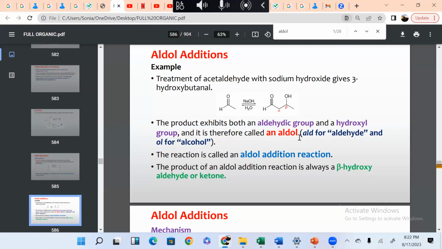So the product exhibits both an aldehydic group and a hydroxylic group, and is therefore called an aldol, because we have this aldehyde group and this OH group. Aldol: ald for aldehyde, ol for alcohol, and this reaction is an aldol addition reaction. The product of this aldol addition is always a beta hydroxyaldehyde, this being alpha, beta.